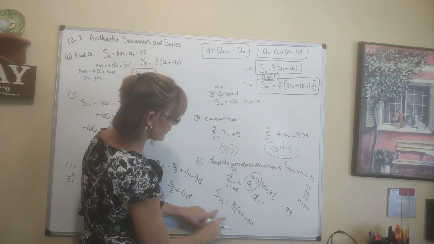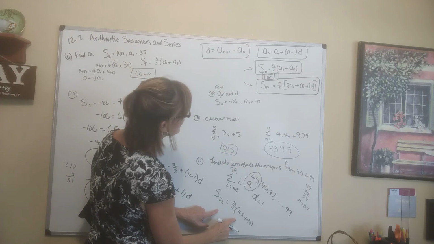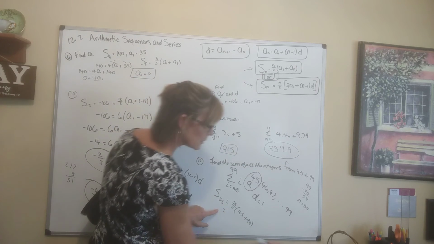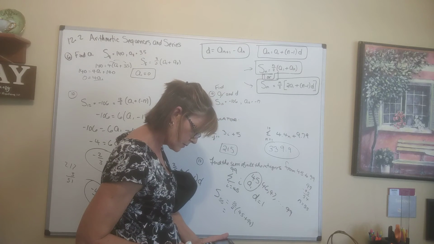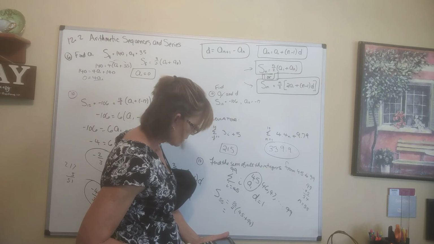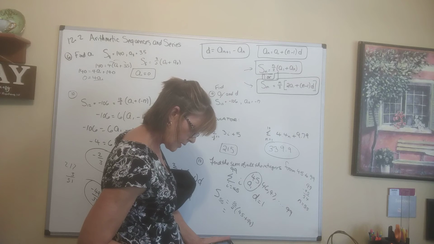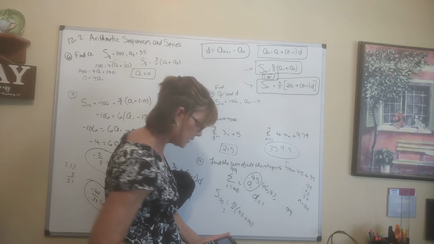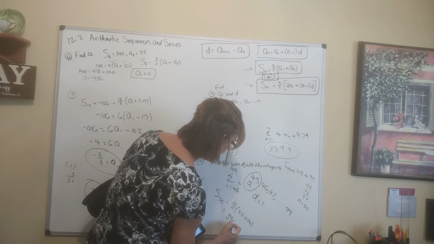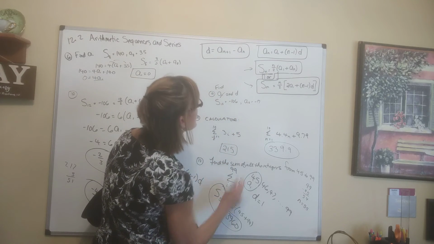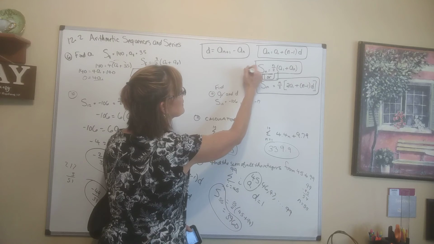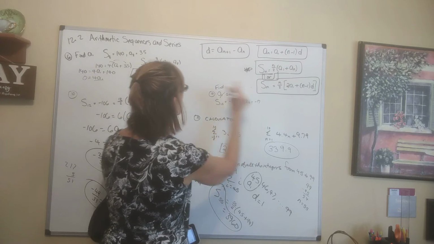S sub 55 is 55 over 2 times 45 plus 99. Let's see what we get here. We'll check it with the other. 45 plus 99 times 55 divided by 2 gives me 3960. Okay, that's great. I used, which one did I just use? I just used this one. Okay, now I'm going to use this bottom one.